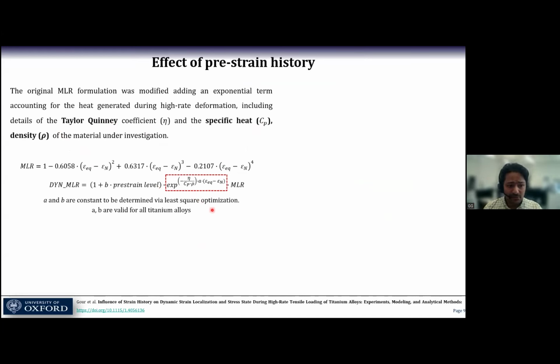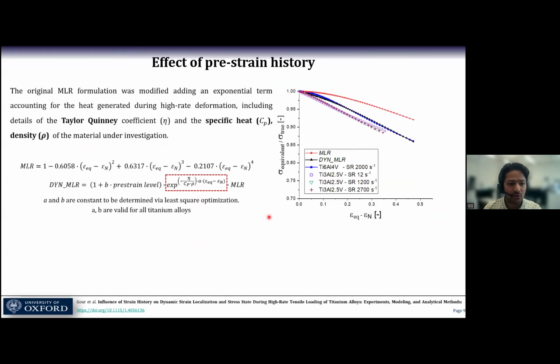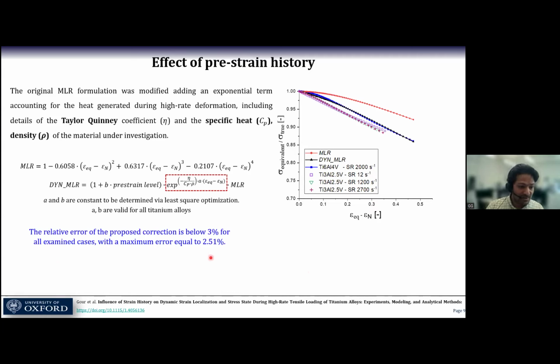When I used this modified, dynamic MLR equation, I found reasonably good results, not just for Ti64 but also for Ti-3Al-2.5V over a wide range of strain rates. Overall, the relative error for the proposed correction is below 3% in all the examined cases, with the maximum error equal to 2.51%. And this modified correction is applicable to all titanium alloys.